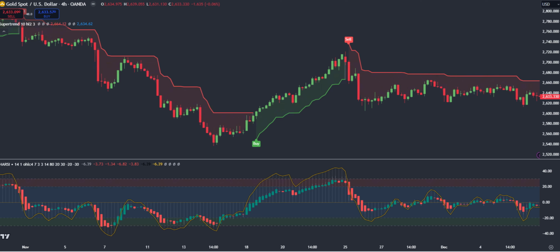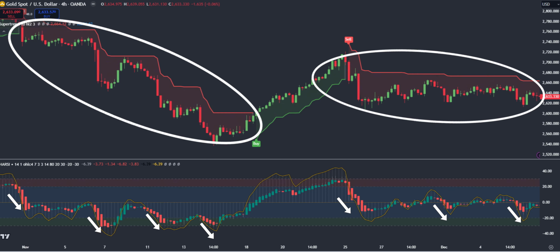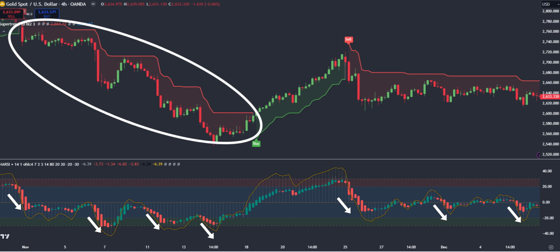We would then re-enter again when the Heikin-Ashi is moving upward again and take profit when the Heikin-Ashi starts consolidating once more. The same approach applies to a sell position. We would sell when the Supertrend aligns with the Heikin-Ashi and take profit when the Heikin-Ashi shows consolidation.